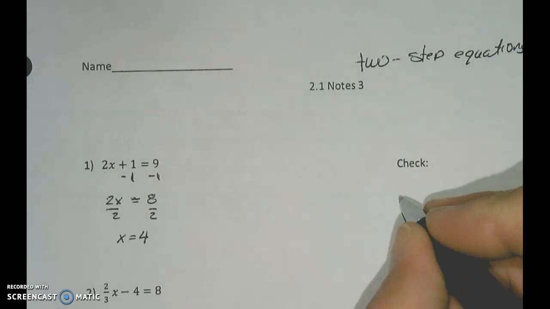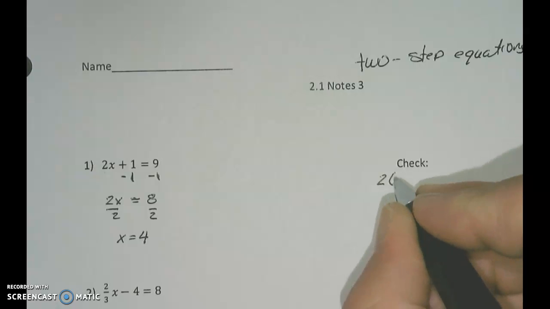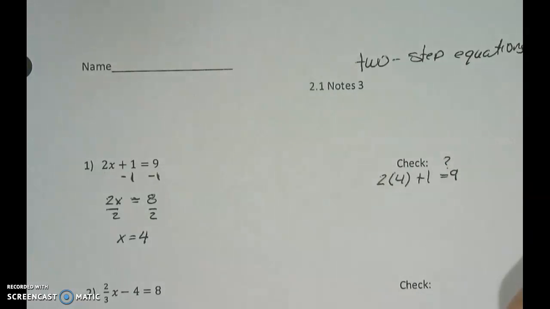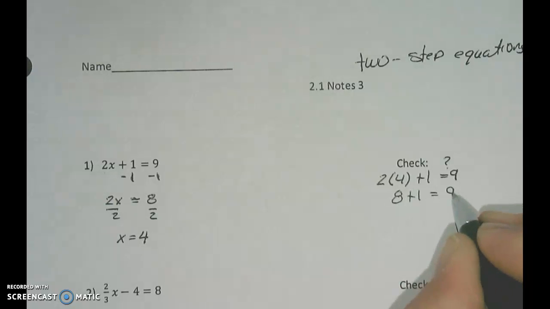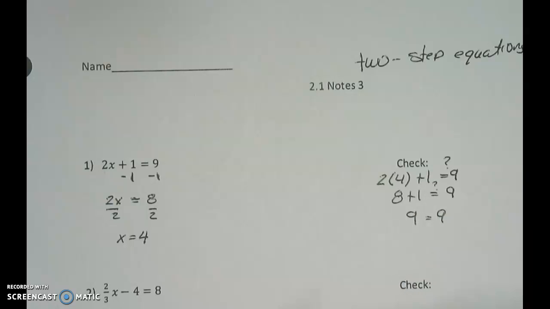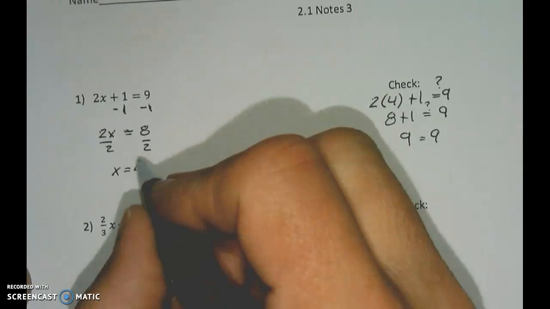So then what we're going to do is a check. We're going to take 2 times 4 plus 1 is equal to 9. We're going to put a little question mark there. 2 times 4 is 8 plus 1. 8 plus 1 is 9, so then we know that it checks out and that we are correct.